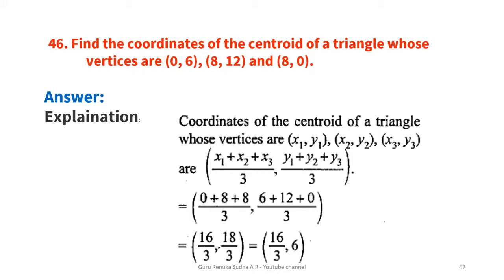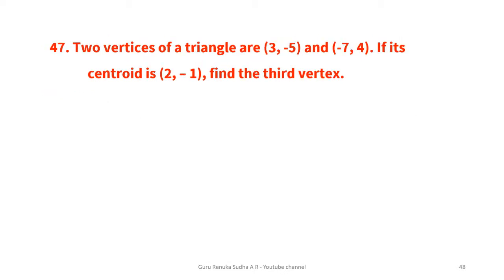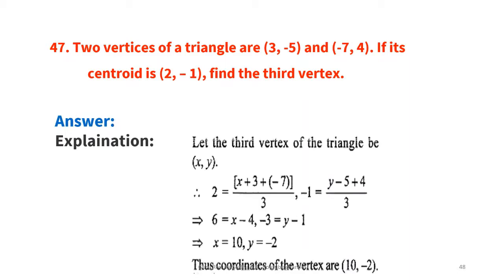47th. In the 47th problem, two vertices of a triangle are given, let them be A and B, with coordinates (3, -5) and (-7, 4). The centroid is given, find the third vertex. See, x is equal to (x1 plus x2 plus x3) divided by 3. That formula you have to use. Then do the same for y, then substitute the values of x and y. Then you can easily get the answer. The coordinates of the vertex are (10, -2).